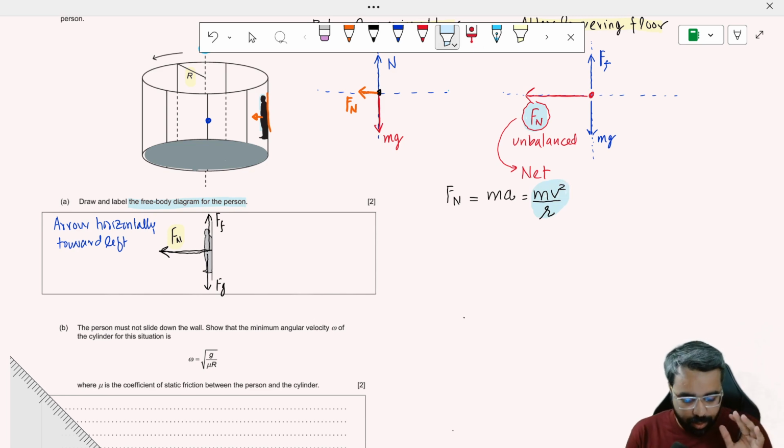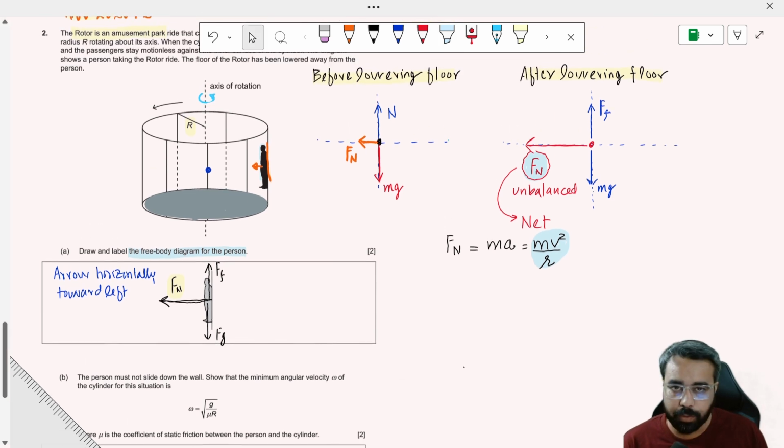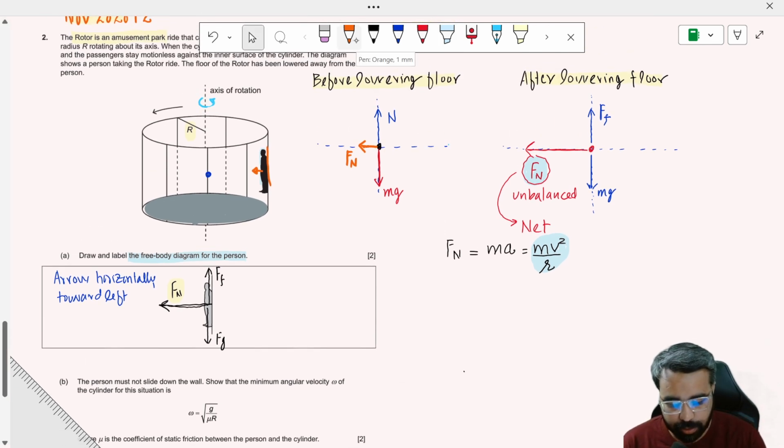Okay, now we are not going to use this formula. Why? Because this question is about rotational motion, and this is a factor that is changing, omega, angular speed.